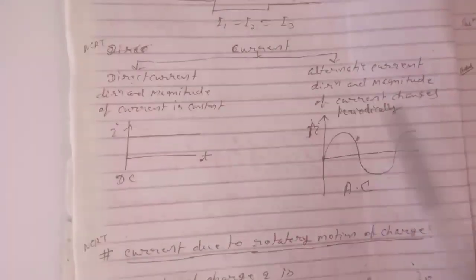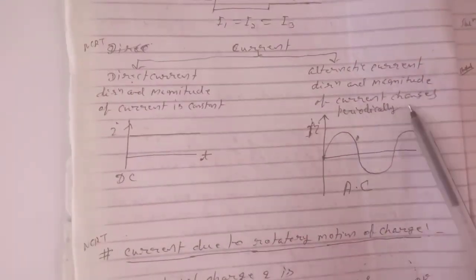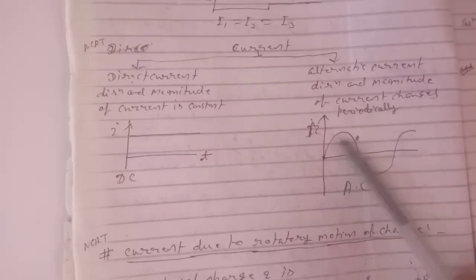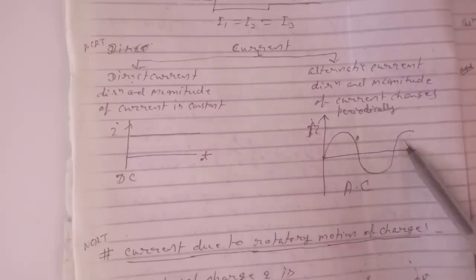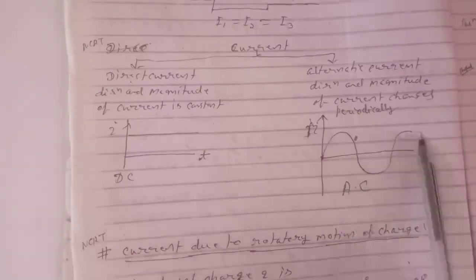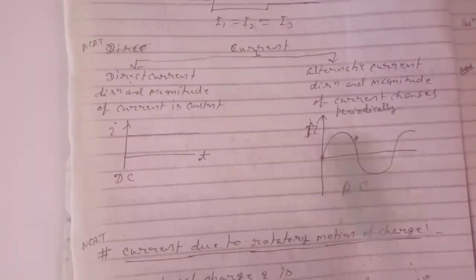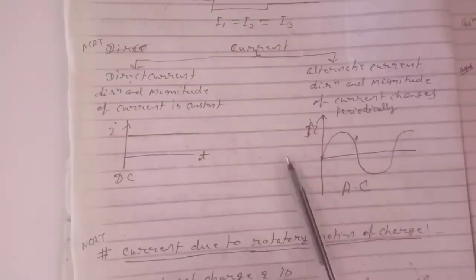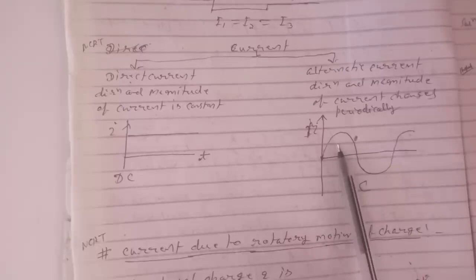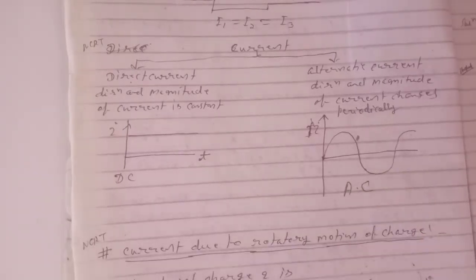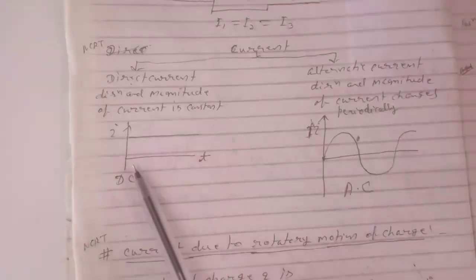And in alternating current, the direction and magnitude of current change periodically. That is, it always changes its value as well as its direction. If one time it is flowing in this direction, then after some time it will flow in the opposite direction, and again in this direction. So it shows a periodic motion, not oscillatory, only periodic motion we can say. Only they change their direction. This is called AC current and this is called DC current.